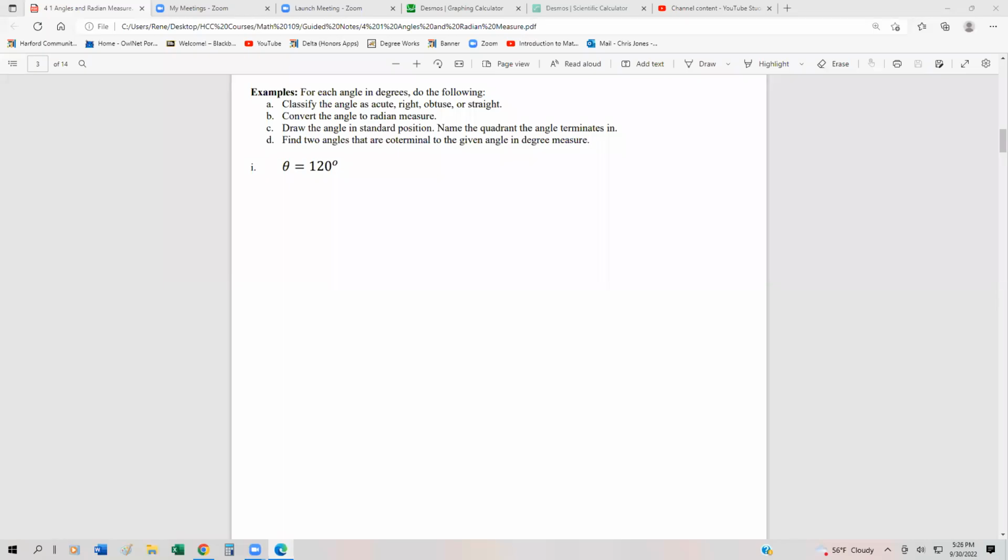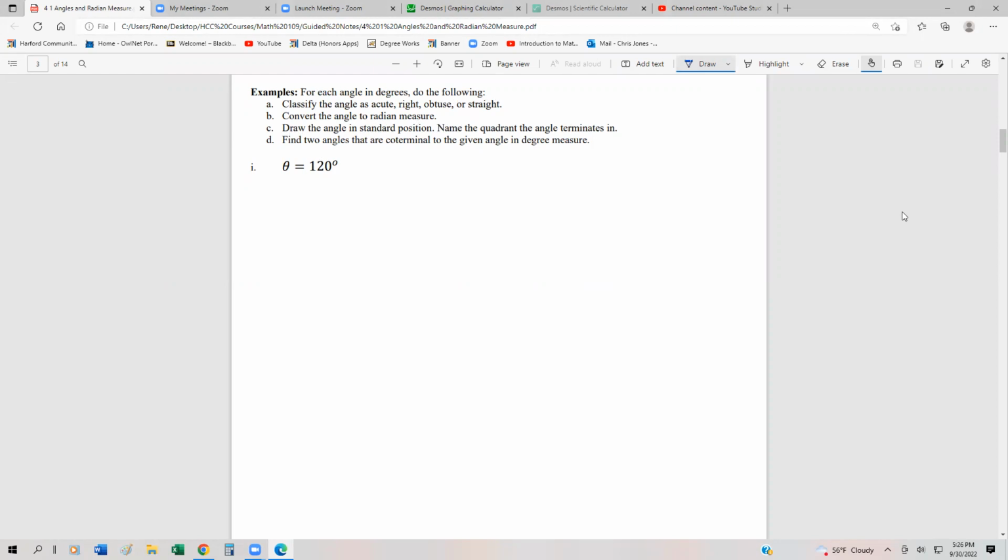We're going to start taking a look at being able to work a little bit with some basic angles in these videos. So in this example, we're going to start with degree measure. For each angle given in degrees, we want to classify the angle as acute, right, obtuse, or straight. Convert the angle to radians, draw the angle in standard position, and also name the quadrant. And then finally, name two angles that are coterminal to the given angle in degree measure.